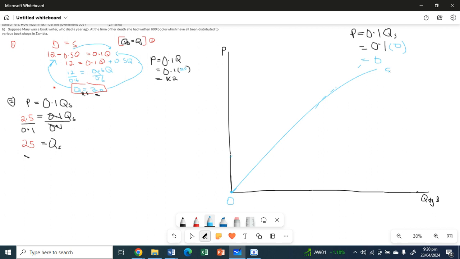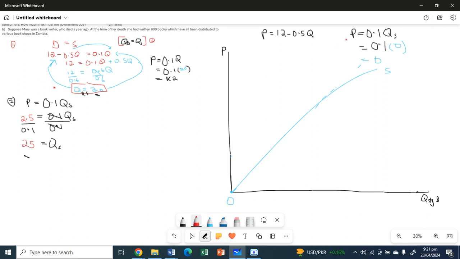That's our supply curve. The demand curve. Uh-huh. Yes. It depends on the type of. Okay.